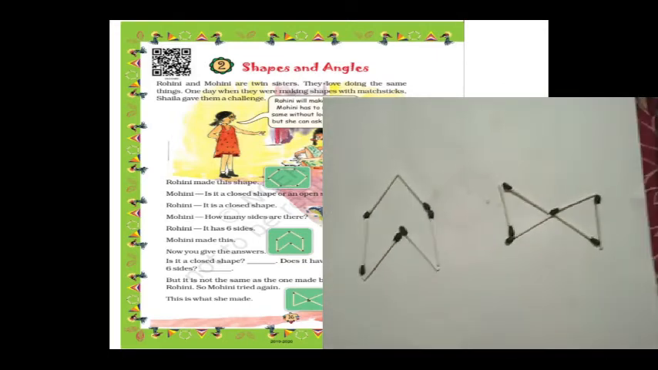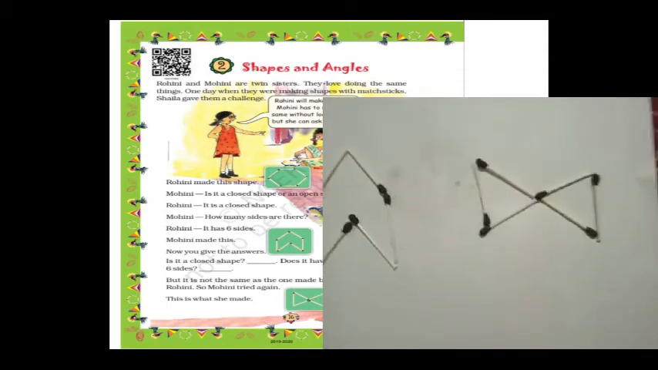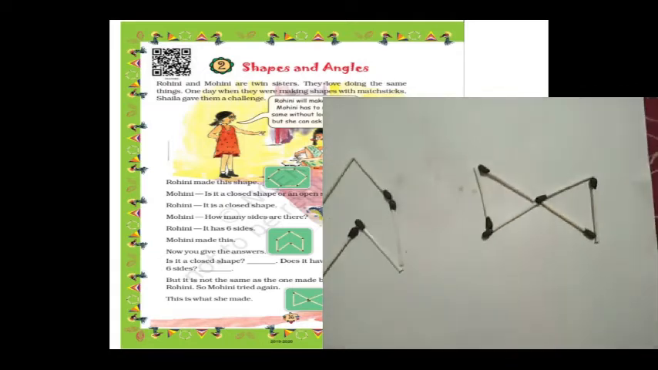And again Mohini made another shape. She arranged the 6 sides like this. Here also 6 sides are there. It is also a closed figure.